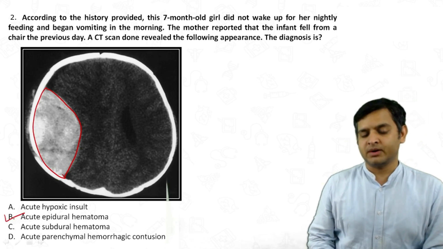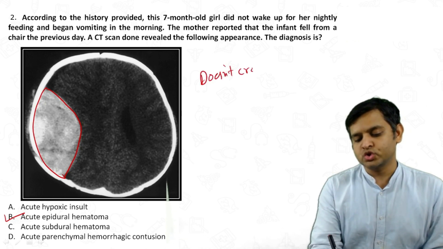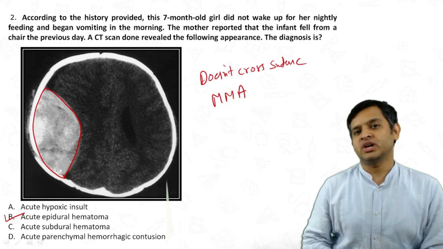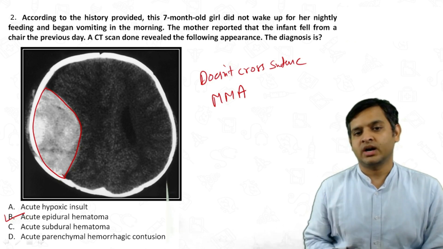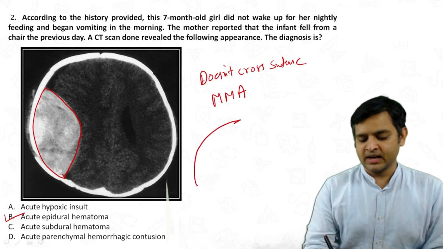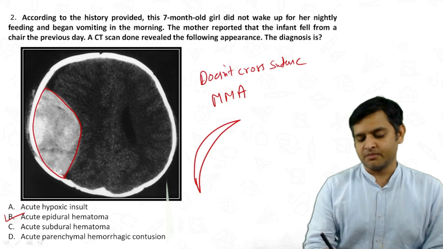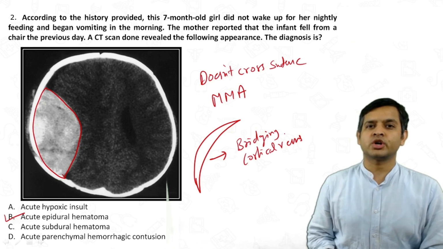Acute epidural hematoma. Please remember, it does not cross sutures. Another important point, the most common vessel involved is the middle meningeal artery. SDH will have a crescent shape. The vessel involved is the bridging cortical veins.